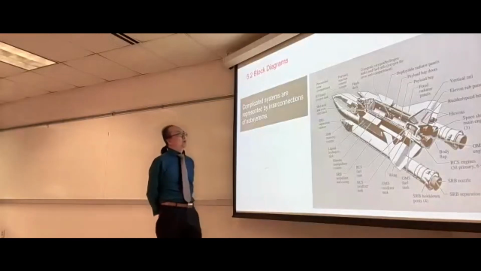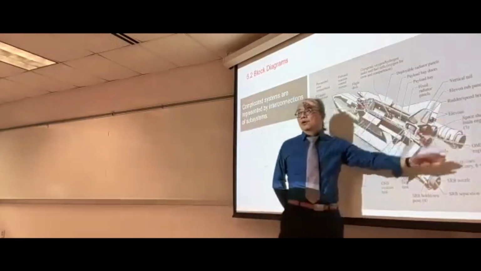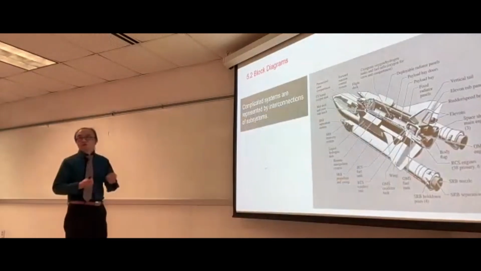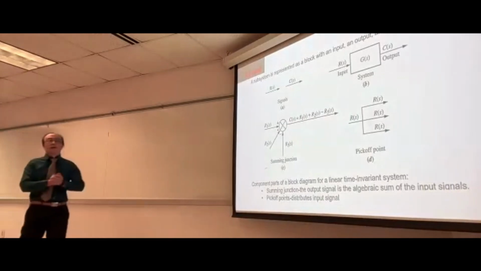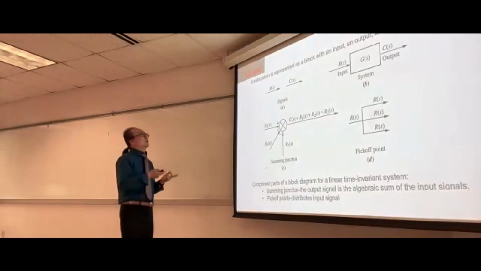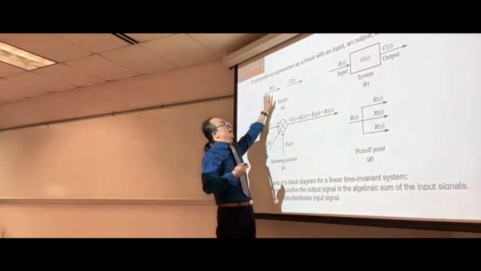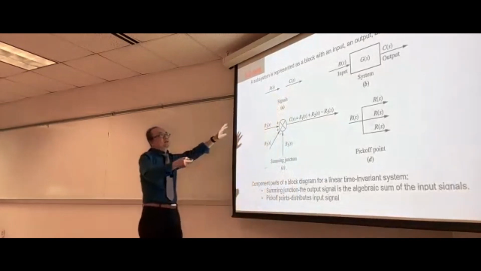We're working on the block diagrams. When we have a really sophisticated whole system, we can separate it into small boxes and combine them later. Last time we looked at all of this. We have the signals represented as arrows, and we have a box as a system.